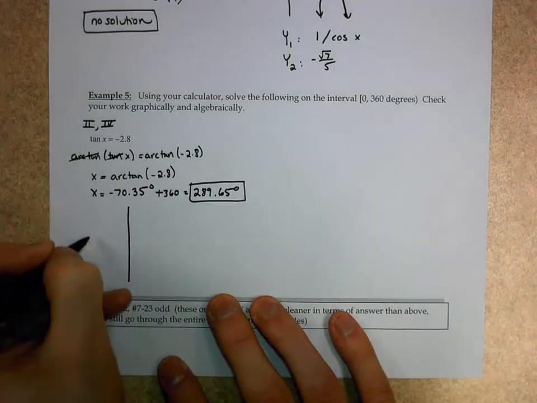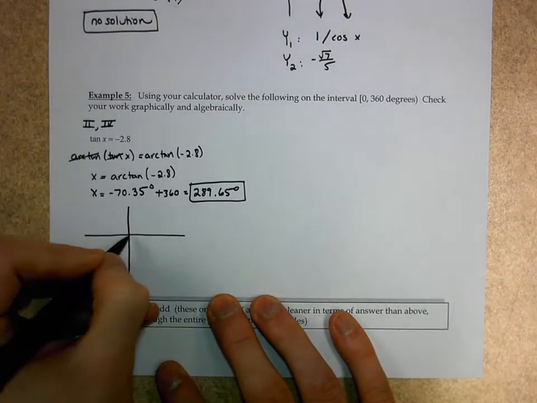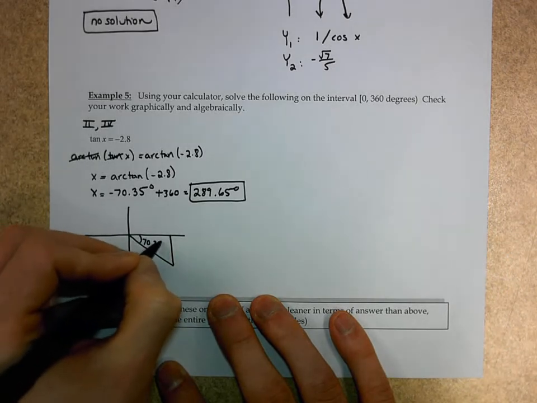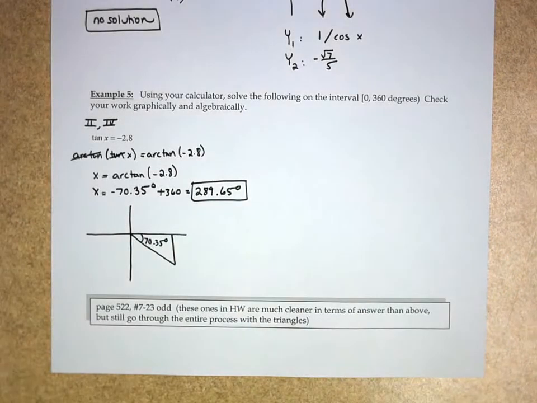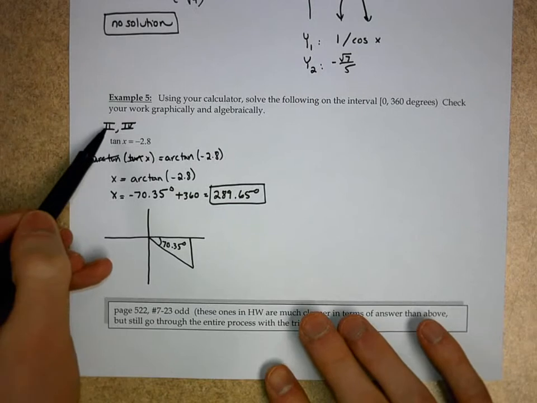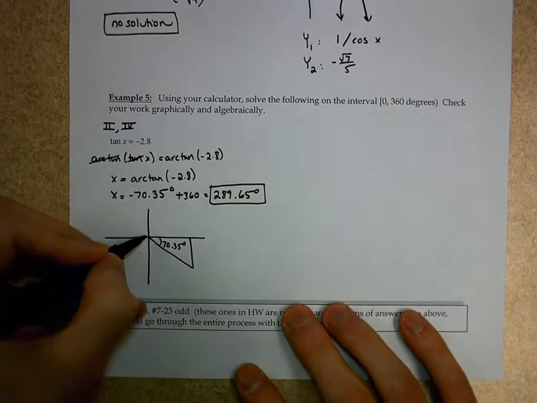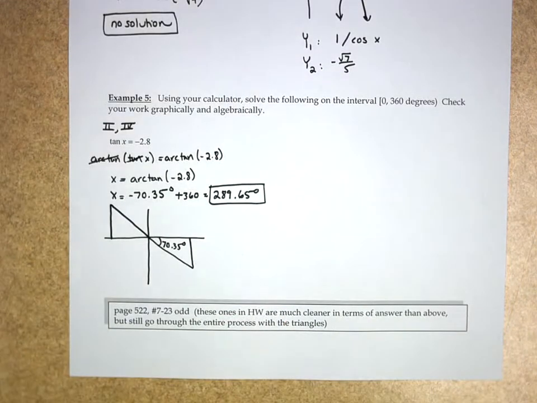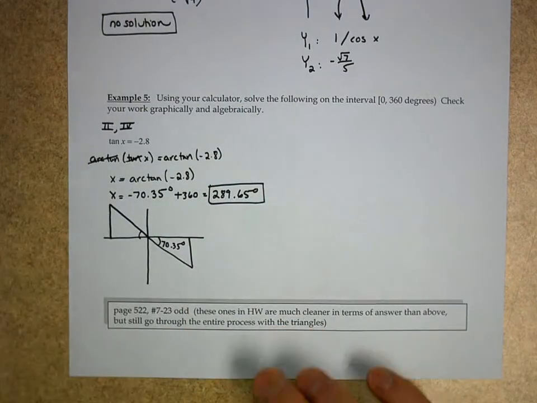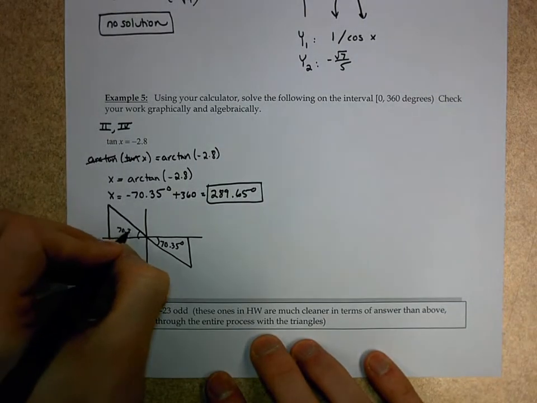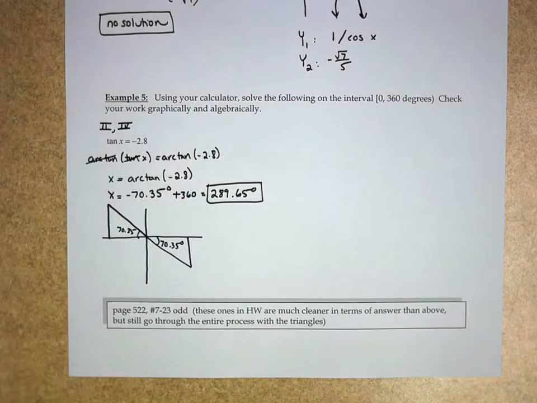When I draw my reference triangle, I'll use that original 70-degree angle, which is in the fourth quadrant. And once again, I didn't put that negative there because that negative just tells me direction. We also know that tangent is negative in the second quadrant, so I'm going to draw a reference triangle in the second quadrant. And what is this angle measurement going to be? Well, this is also going to be the 70.35 degrees.